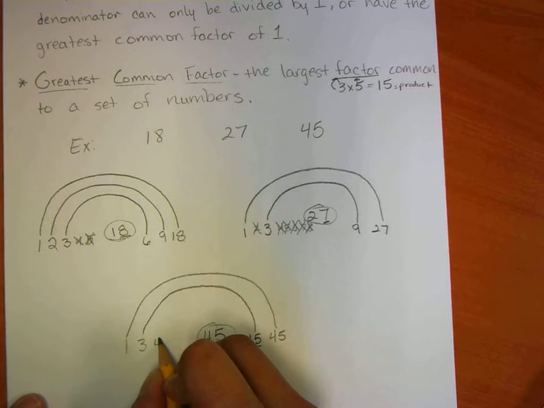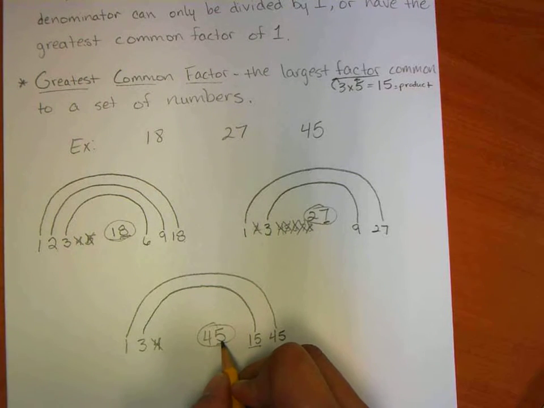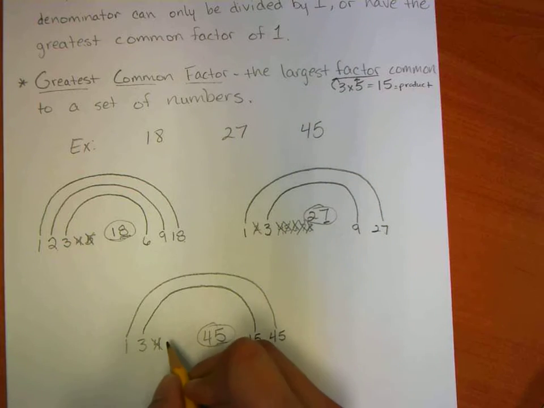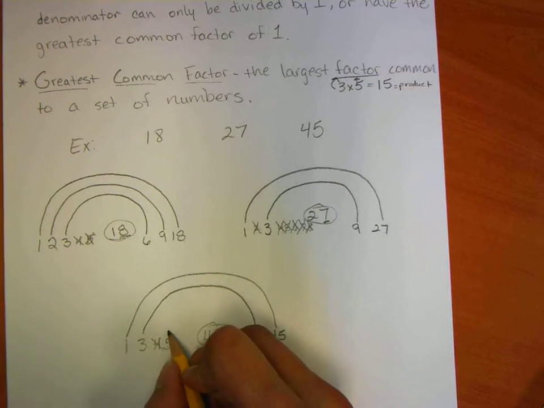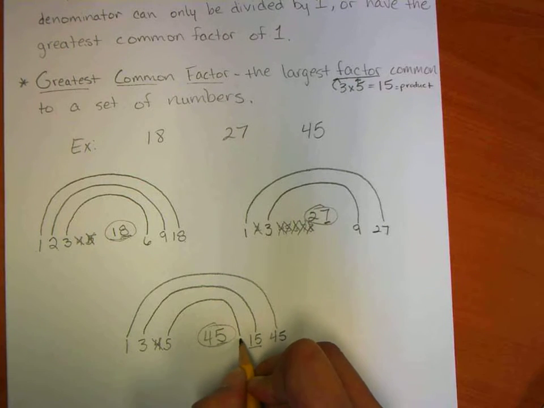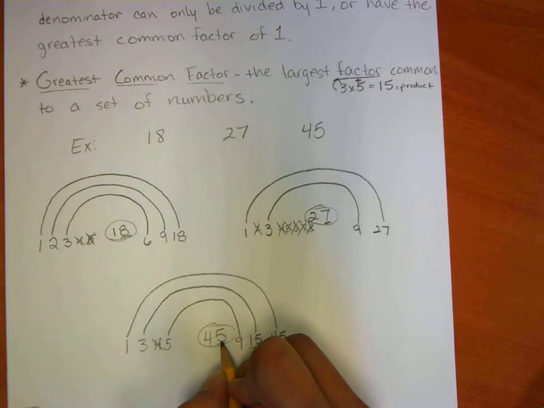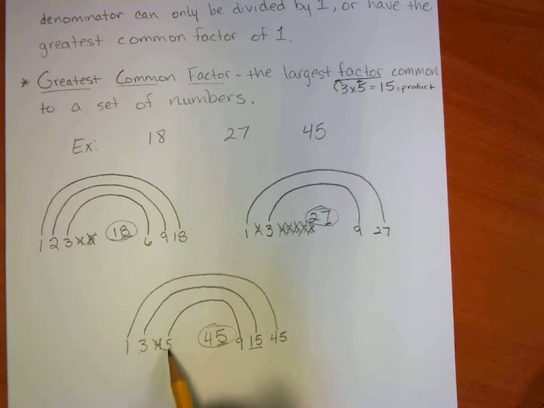Let's try 4. 4 times 11 will get me 44, but not 45. Now 5. I know that 5 is in the same fact family with 9 to get me 45. So these are all of the factors that will get me to 45.